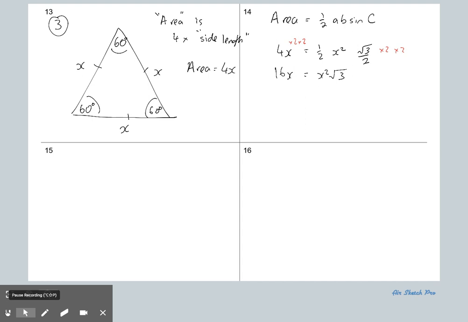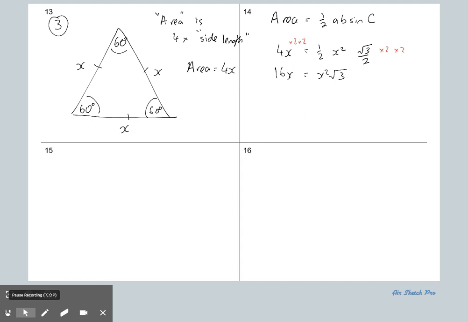Now, at this point, you could divide both sides by x. You could. Don't, but you could. The reason why I say you could is because we're dealing with effectively a real-world problem in that triangles exist with side lengths, and therefore we can assume the side length is not 0, and therefore dividing by x is okay. But it's bad practice. It's not good to do it.